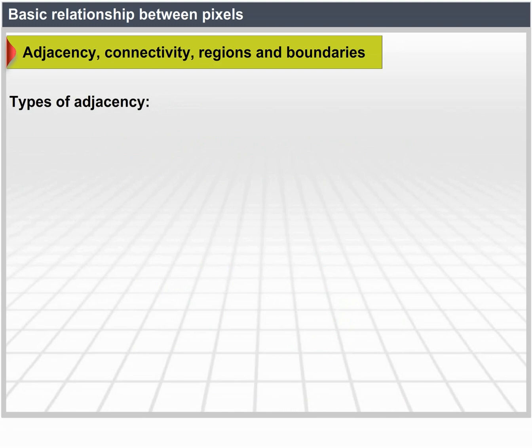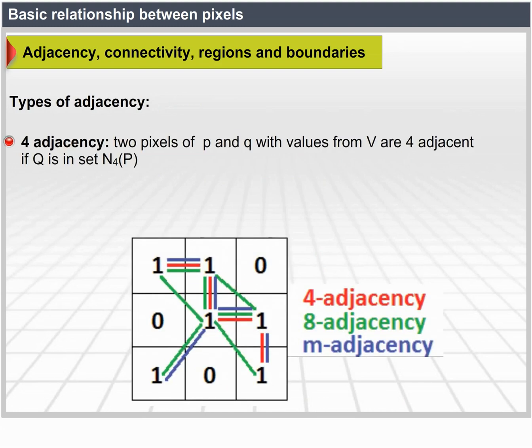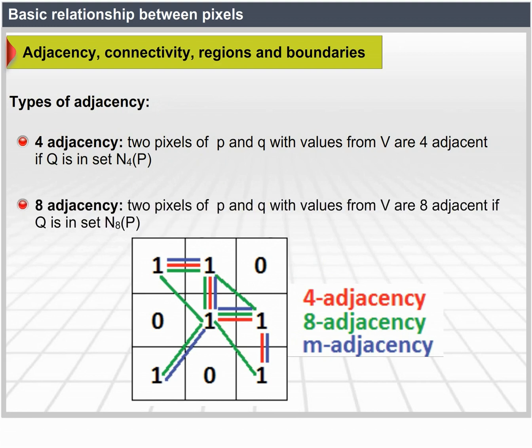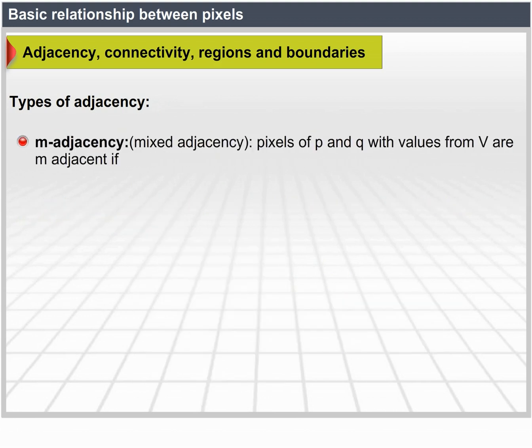3. Types of adjacency. 4 adjacency: 2 pixels P and Q with values from V are 4 adjacent if Q is in set N4(P). 8 adjacency: 2 pixels P and Q with values from V are 8 adjacent if Q is in set N8(P). M adjacency, mixed adjacency.